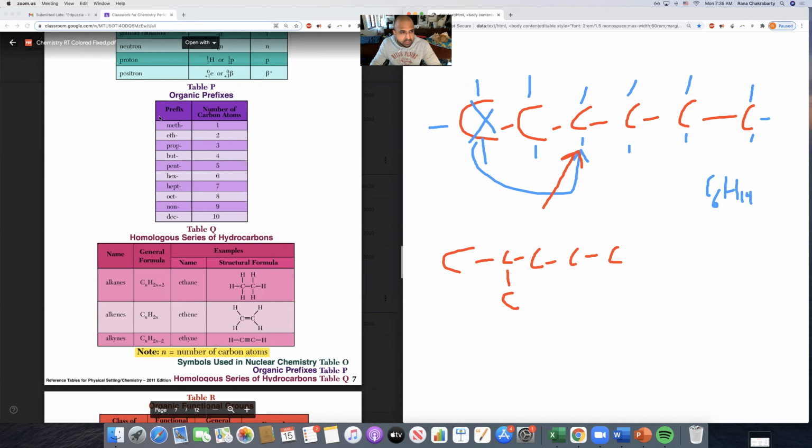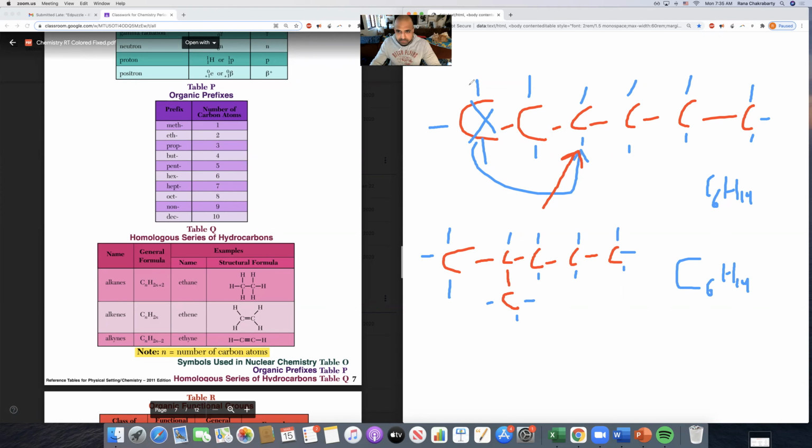And then again, it should still have 14 hydrogens. So just make sure you count it. 1, 2, 3, 4. It only needs 1, right? Because it already has 3. 4, 5, 6, 7, 8, 9, 10, 11, 12, 13, 14. Okay, so that's C6H14 also. And this is an isomer, sorry about that.